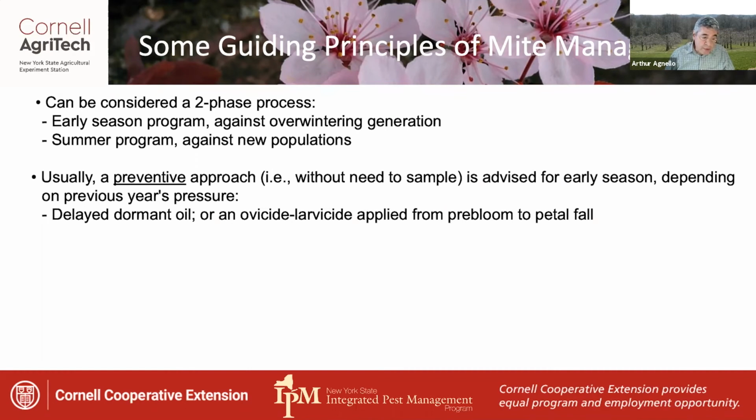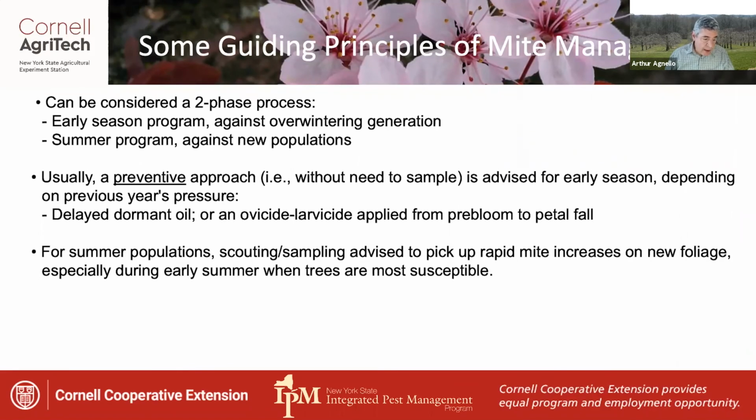Usually, a preventive approach, that is without the need to sample, is advised for early season, depending on the previous year's pressure. This can involve a delayed dormant application of oil or an ovicide larvicide applied pre-bloom or at petal fall. For summer populations, scouting and sampling is advised to pick up any rapid mite increases on new foliage, especially during early summer when trees are most susceptible.